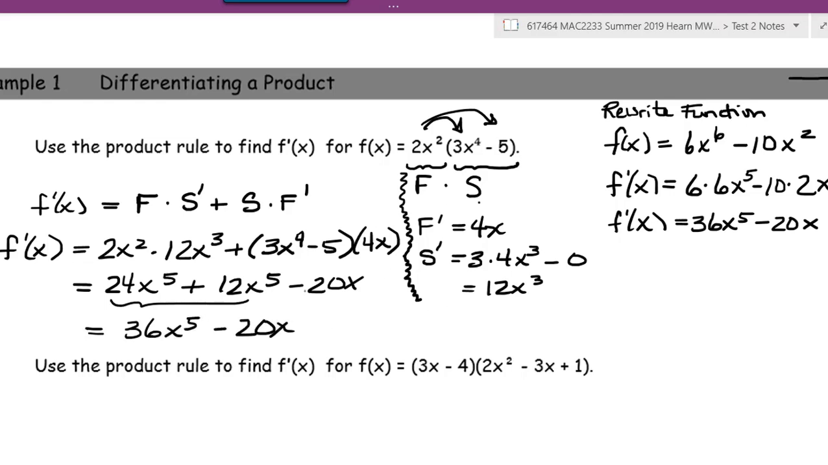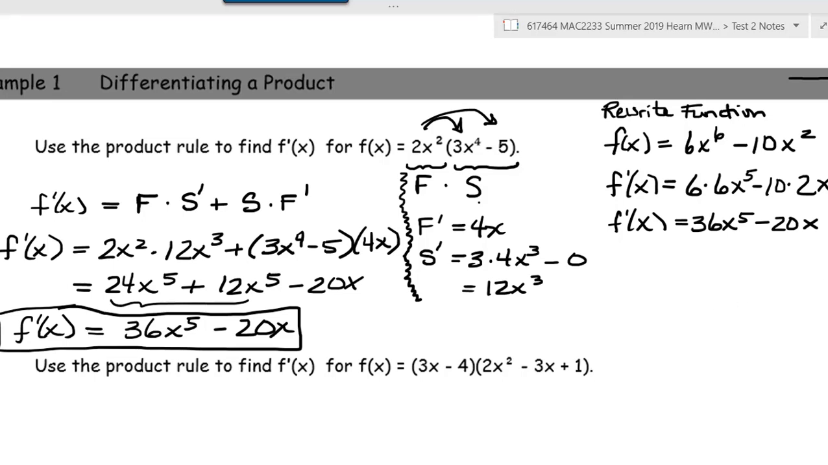Now you might say, Miss Hearn, it's a lot easier to do it the other way where you rewrite the function first, and I'd absolutely agree with you. But right now we're just practicing using the product rule because there are lots of functions for which we have no choice, and this is another tool in our tool bag. Okay, so let's now find the product rule for this next function.